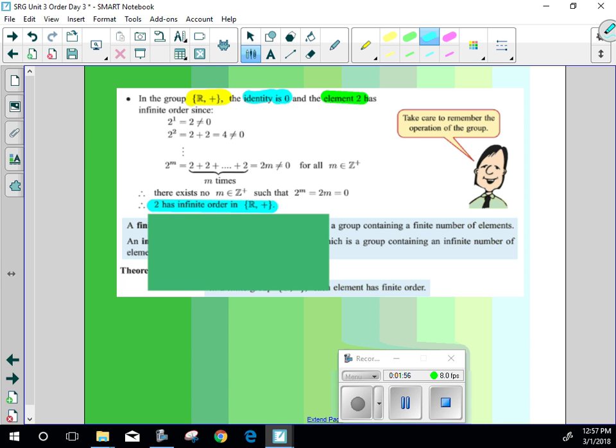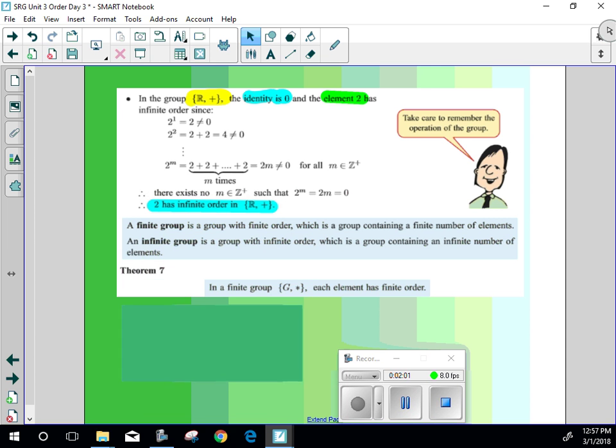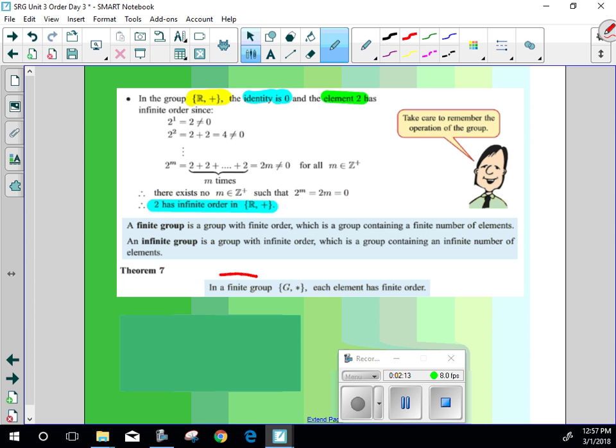Does that infinite order make sense? Okay, so then a finite group is a group with finite order, which is a group containing a finite number of elements. Infinite is what we just showed you, where the group contains an infinite number of elements. This is an interesting theorem. I want you to read it and tell someone next to you what it means.